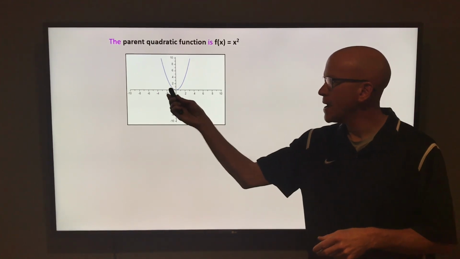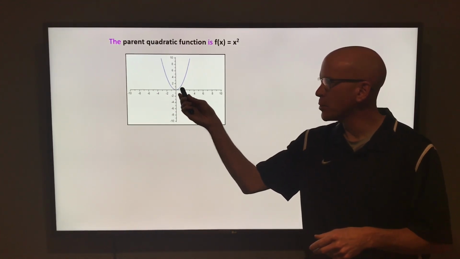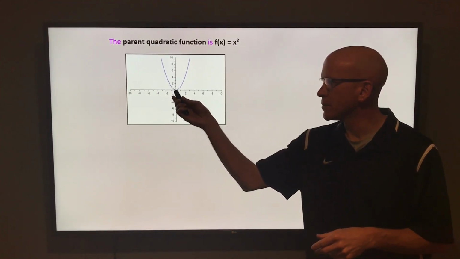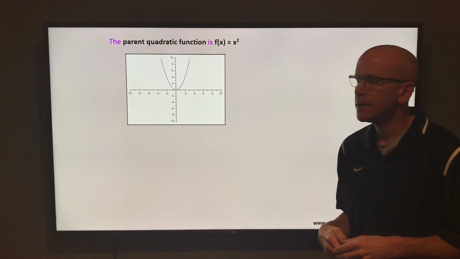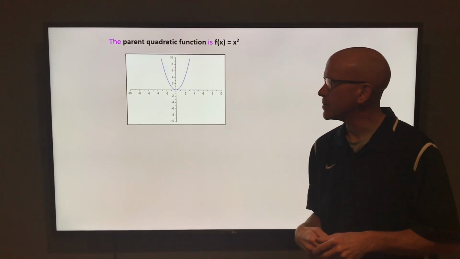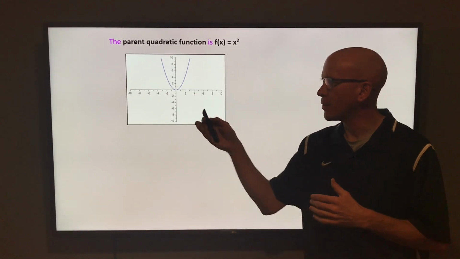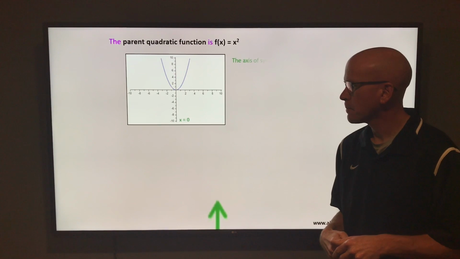And also (-1, 1). Those 3 points, (-1, 1), (0, 0), and (1, 1), are all points on the parent function of the quadratic functions. So those 3 points are on the parent quadratic function.